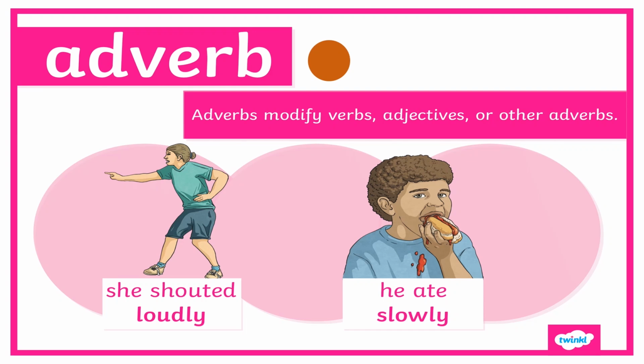Next we have adverb. Adverbs modify verbs, adjectives, or other adverbs. It's represented by a small orange circle. Some examples are she shouted loudly. How did she shout? Loudly. He ate slowly. So how did he eat? Slowly. So it describes how the action was made.